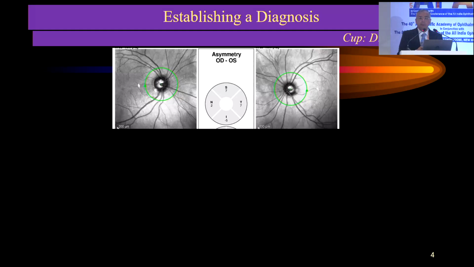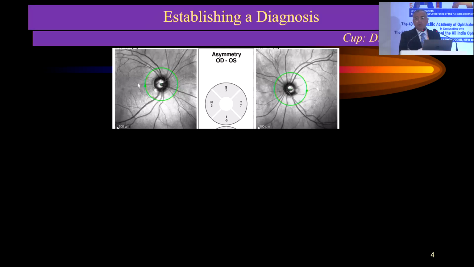The cup to disc asymmetry is one of the hallmarks of diagnosis of glaucoma. The problem is that when we are doing clinical examinations, we look at one disc, we cross over the nose, and when we look at the other disc, we have forgotten what the first disc looked like, because there are so many thoughts that went through our head, and we forgot.